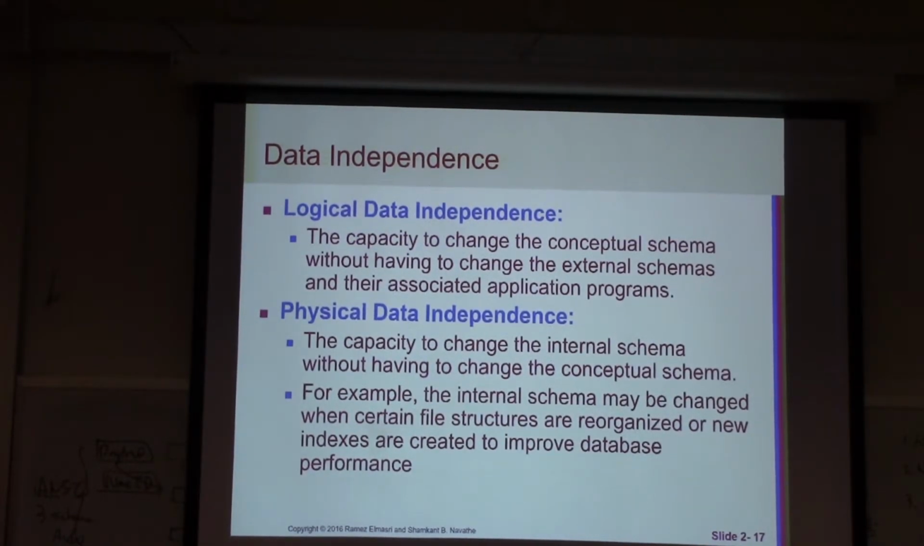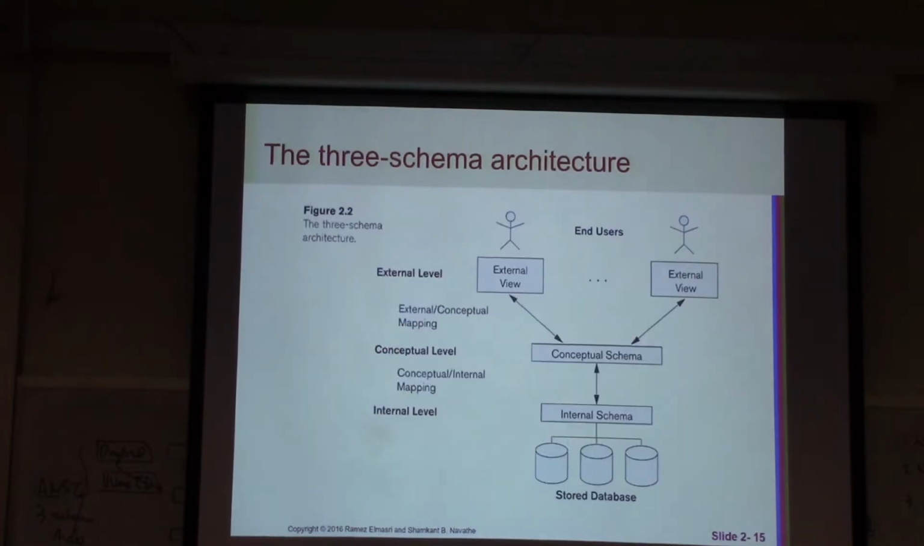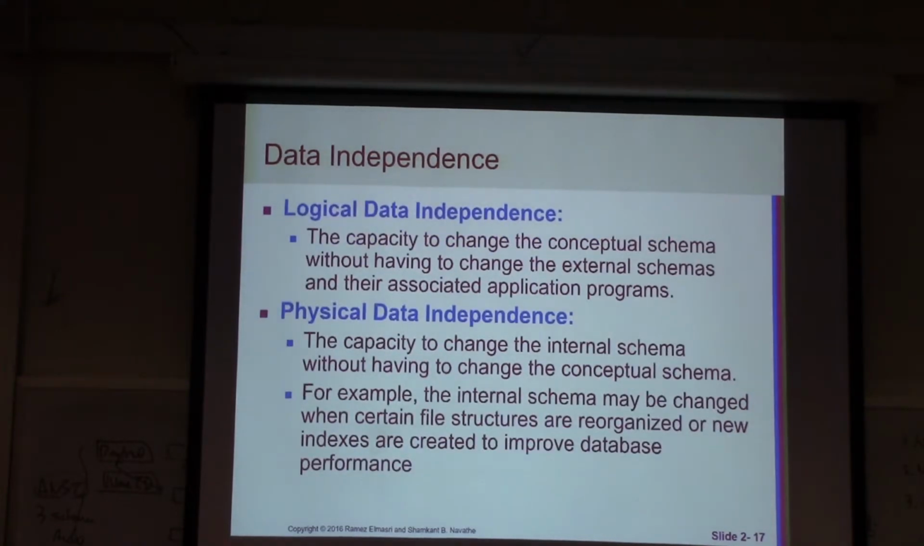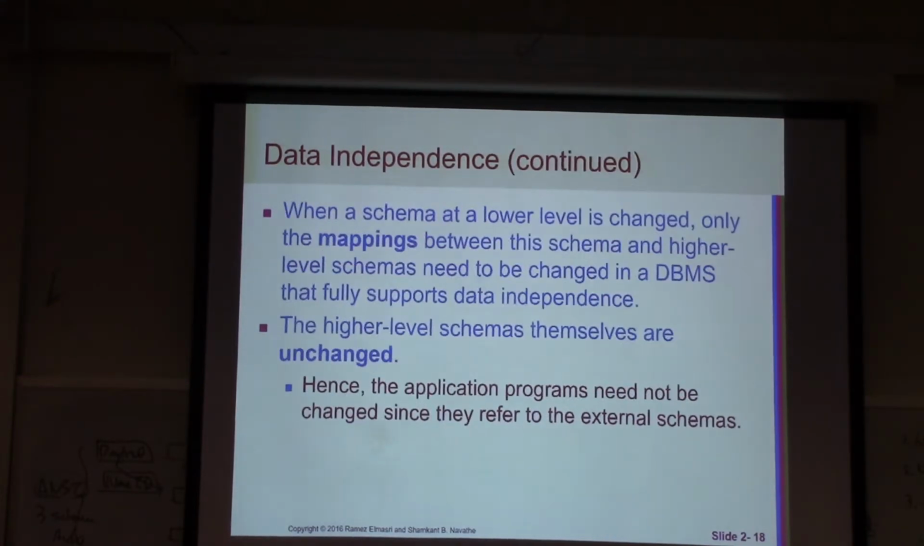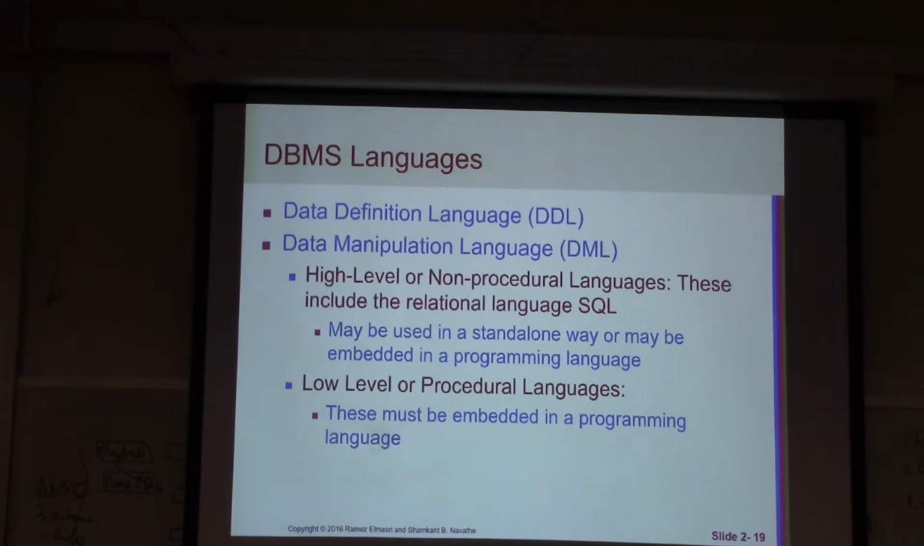So at this time, this is called physical data independence. Even though we change the location of the data, the conceptual level will not be changed. Similarly, logical independence means even though we add a new column here, the external view will not be changed. You don't have to change it. That is the logical data independence and the physical data independence.